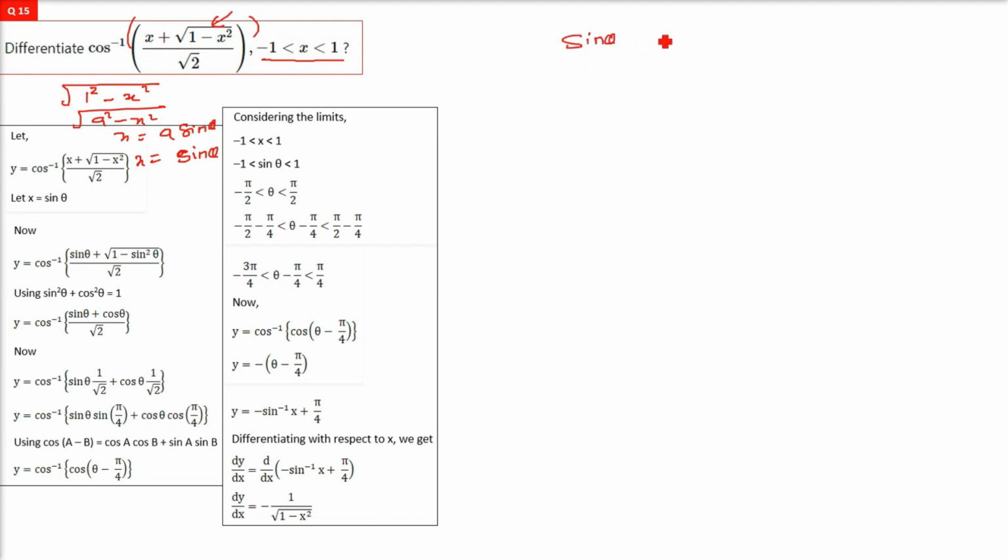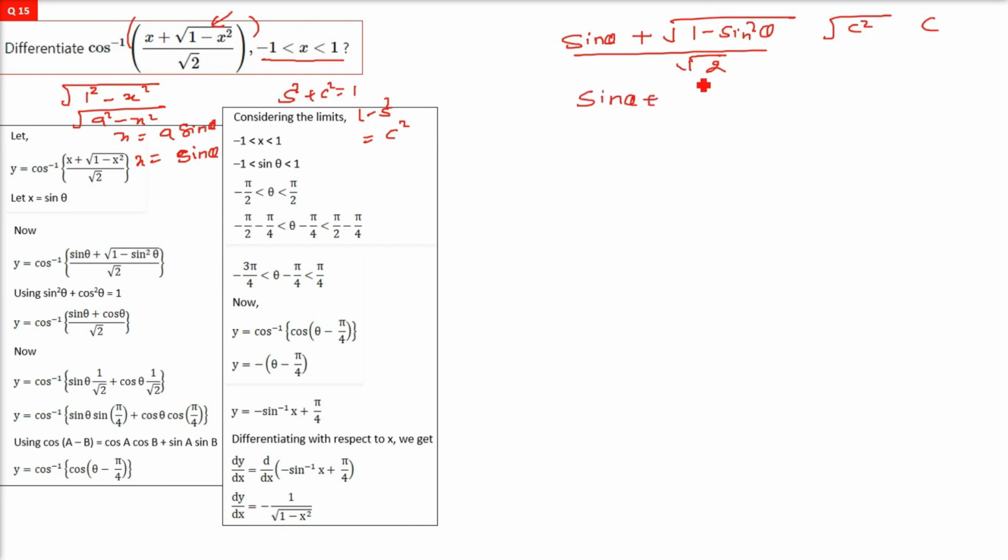Okay. So now the inside one, I'm telling you, when we put x as sin theta, we get sin theta plus under root 1 minus sin square theta, divided by under root 2. 1 minus sin square theta is cos square theta, because sin square theta plus cos square theta is 1. Under root cos square theta is cos theta only. So you have sin theta plus cos theta, divided by root 2.